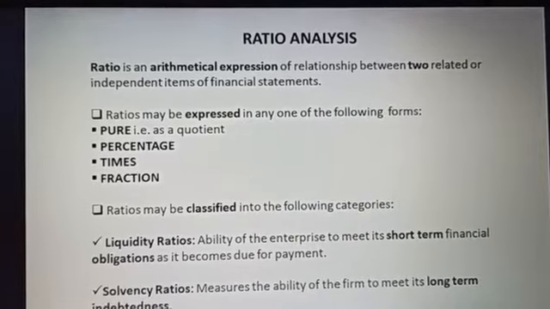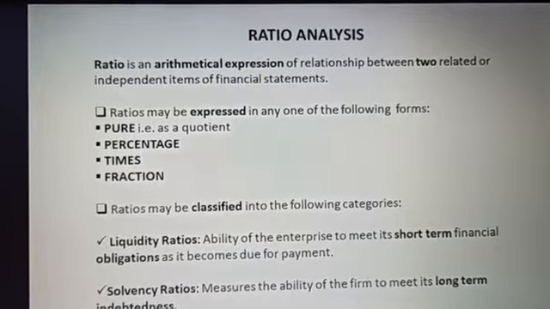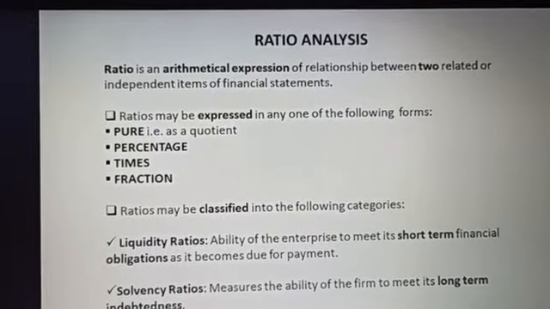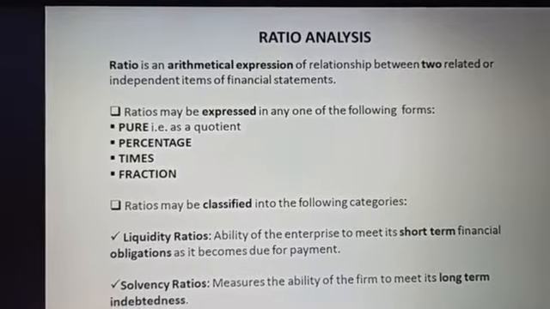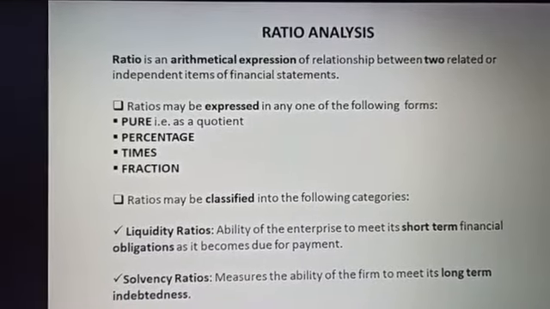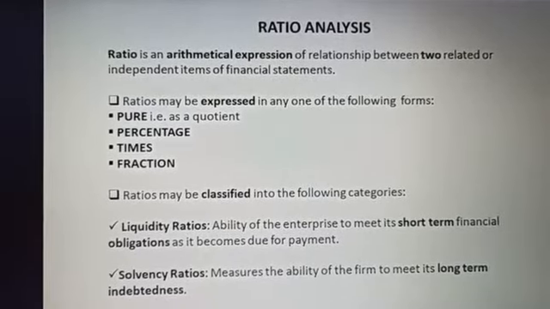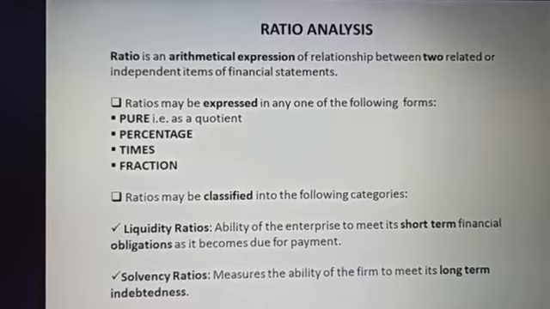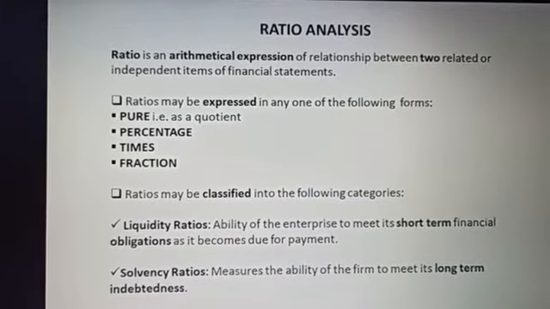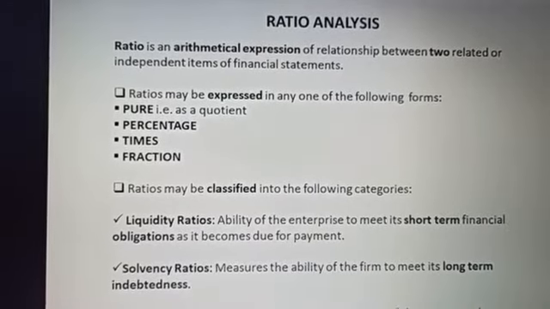Good morning, students. Today we are going to take up the fourth chapter of Part B book, that is ratio analysis. Let us first define what is ratio. Ratio is an arithmetical expression of relationship between two related or independent items of financial statements, that is balance sheet and statement of profit and loss.